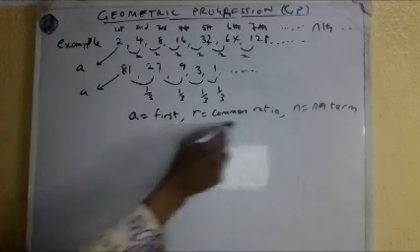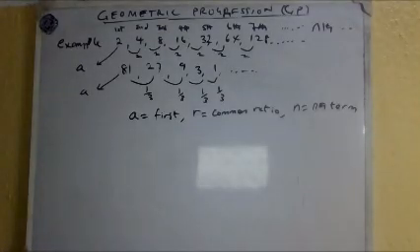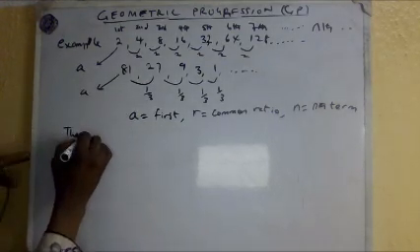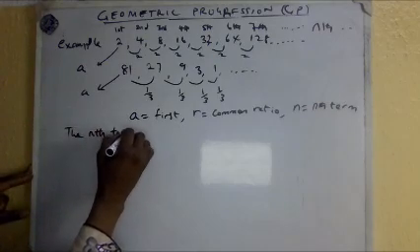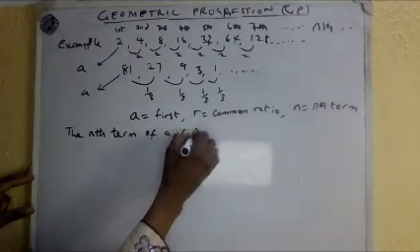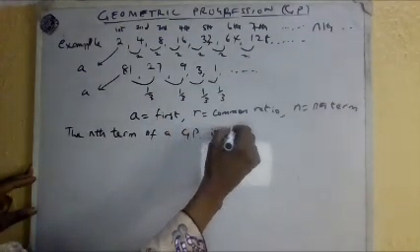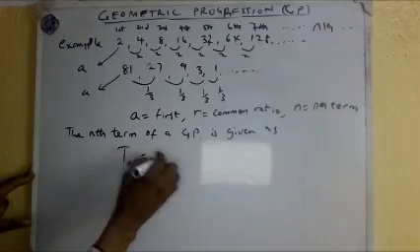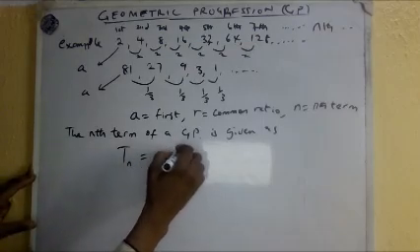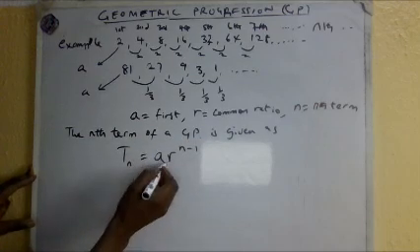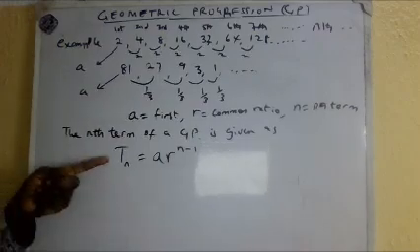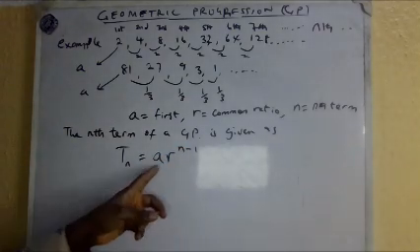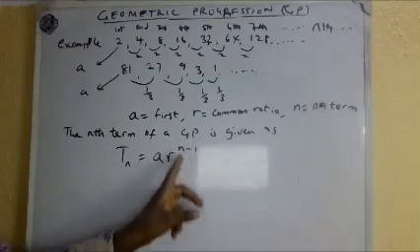Now, all these are related when we want to look for the nth term. The nth term of a GP is given as Tn, where Tn is the nth term, equals A R raised to the power n minus 1. So Tn, the nth term, is given as A times R raised to the power n minus 1. You know what A is already from this differentiation. R is the common ratio, n the number of terms.